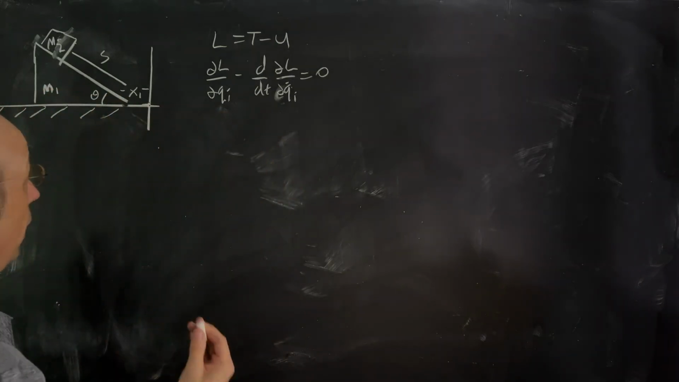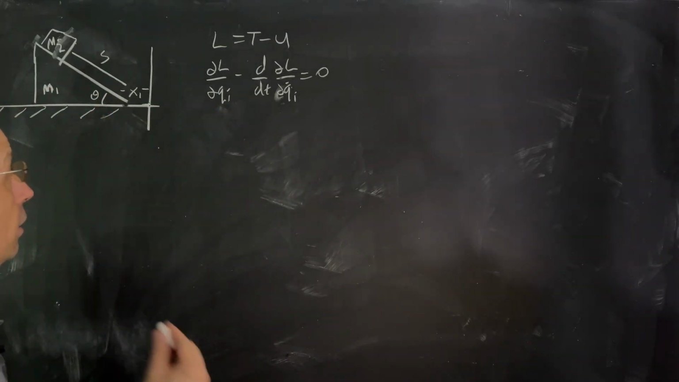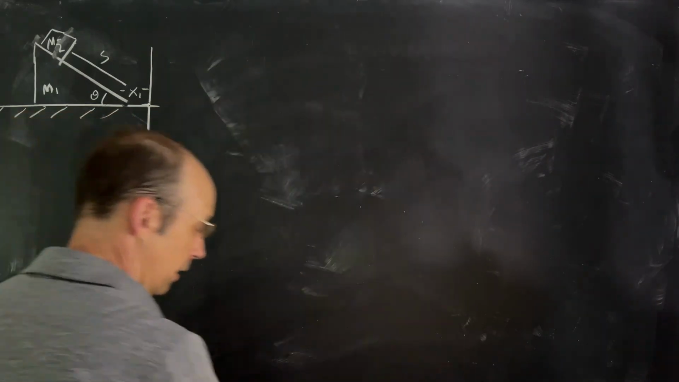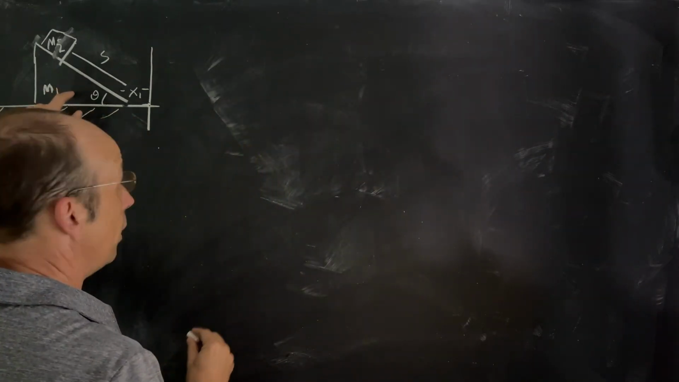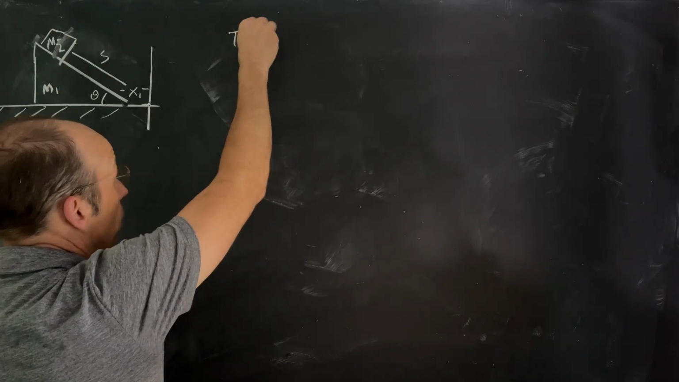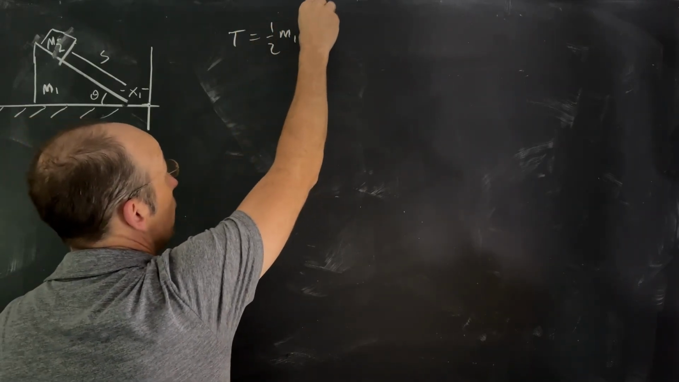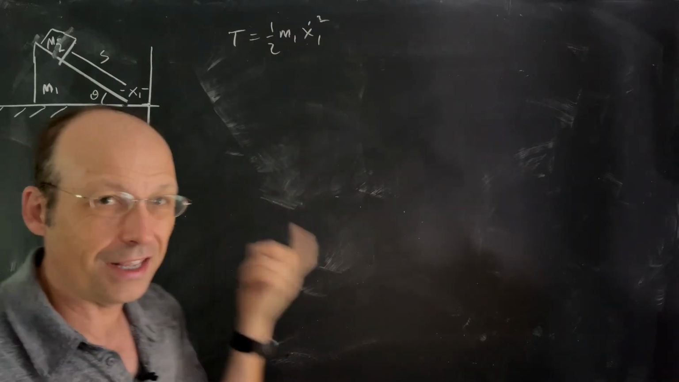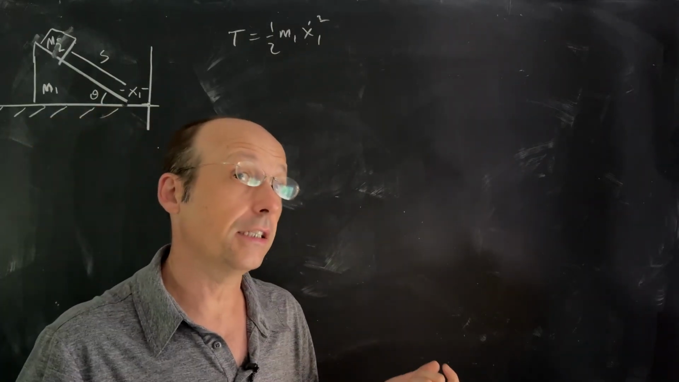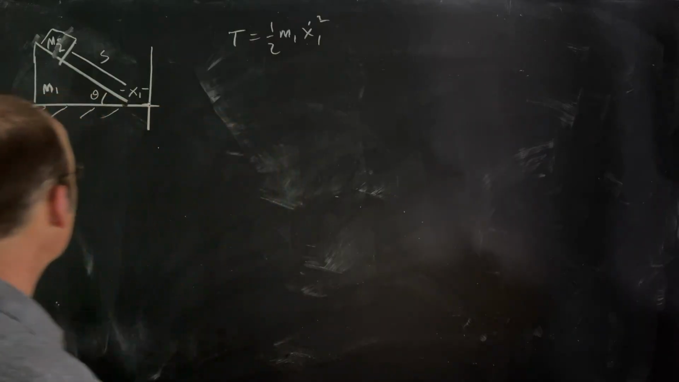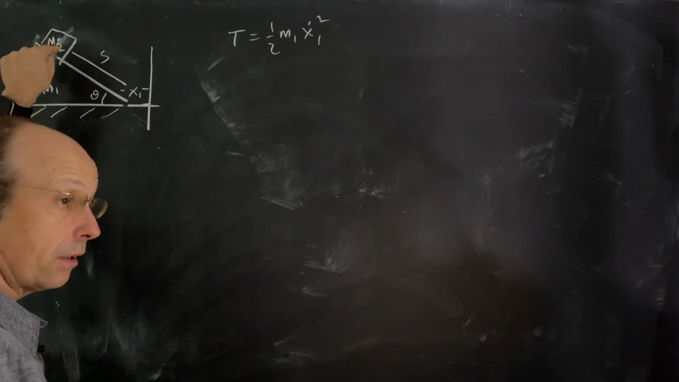Okay, so let's go ahead and write down our kinetic energy term. Let's focus on that first. This term is pretty easy. I can write the kinetic energy of that one mass as 1/2 m1 x1 dot squared. It just moves in the x direction, so its velocity is x1 dot. Square that, 1/2 m v squared. That's pretty straightforward. But what about this one?